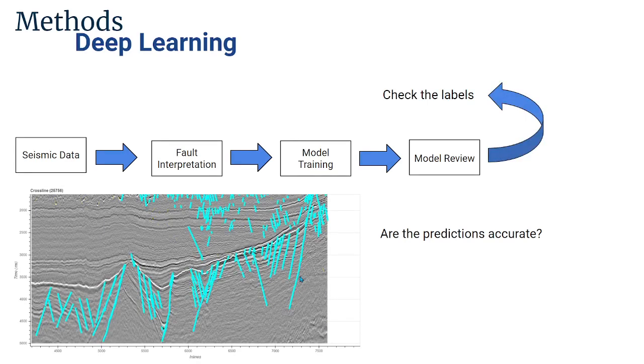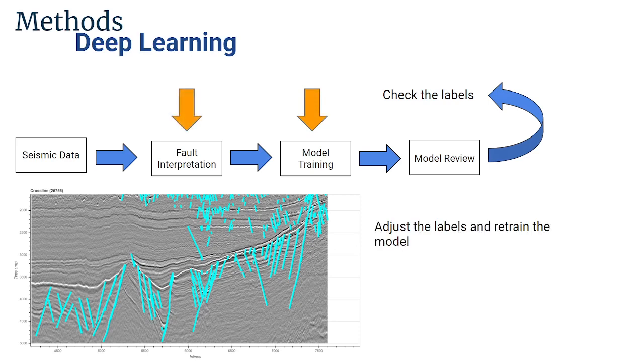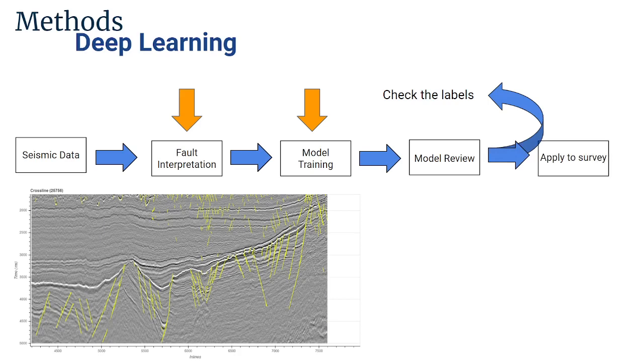If the labels were accurate, the hyperparameters, which control the training process, were adjusted and the model was retrained. If the labels were not accurate, the labels were adjusted and the model was retrained. This process was repeated until an accurate model was achieved. Then that model was applied to the entire survey and the fault volume was extracted.